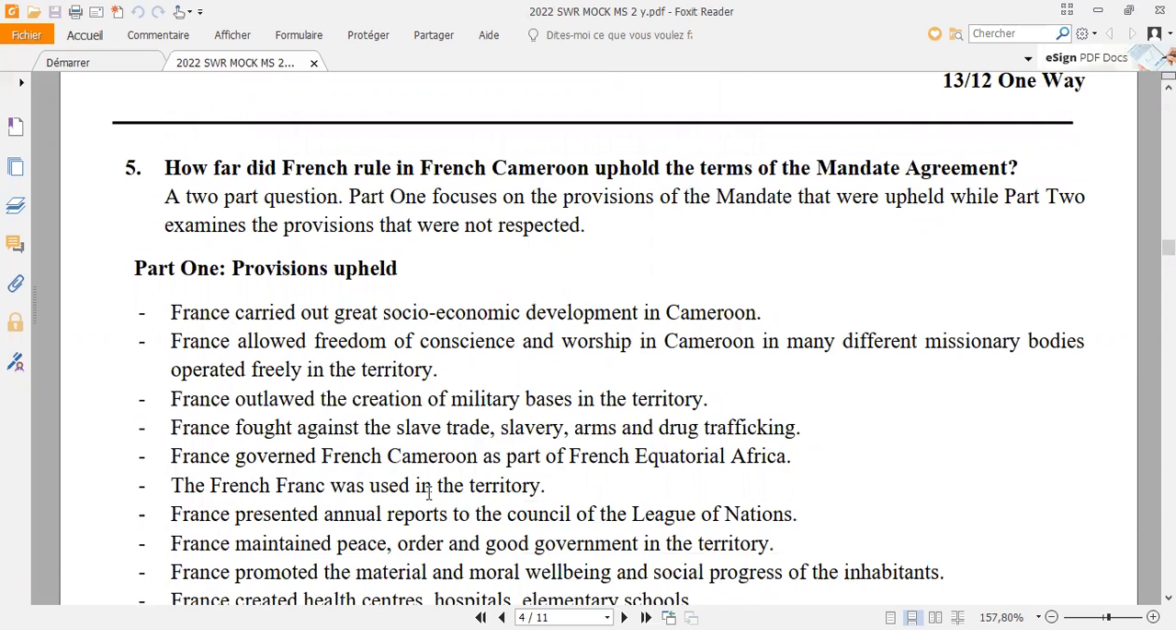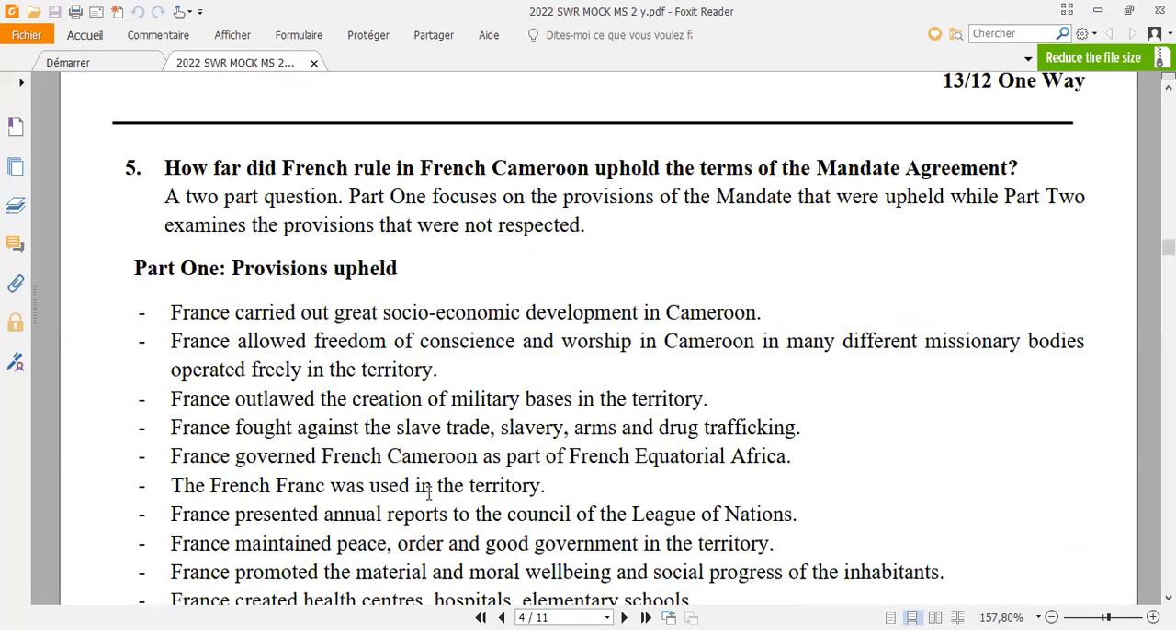A two-sided question, right? Focus on the terms of the mandate, or focus on the respect of the terms of the mandate. Part 1, we focus on the provisions of the mandate that were respected by the French. And part 2, we focus on the terms of the mandate that were never respected by the French. So part 1, provisions upheld or respected by the French.